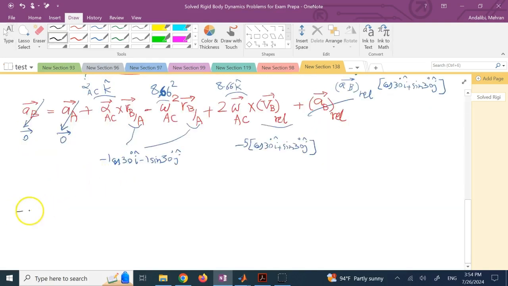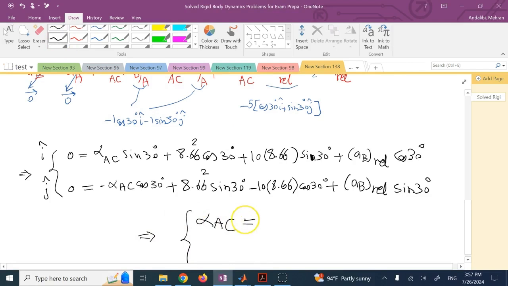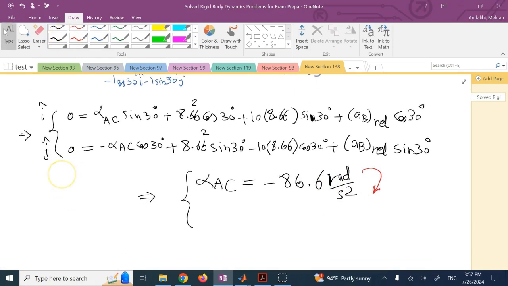And here again, if you look at the i and j components, let me write them for you. These are the two equations that you would get if you take the i and j coefficients to be equal. Again, two equations and two unknowns. Everybody should be able to solve that. Alpha AC, you are going to end up with -86.6 radians per second squared. The negative clearly means it is clockwise. So your omega is going to go down over time, at least at this moment.